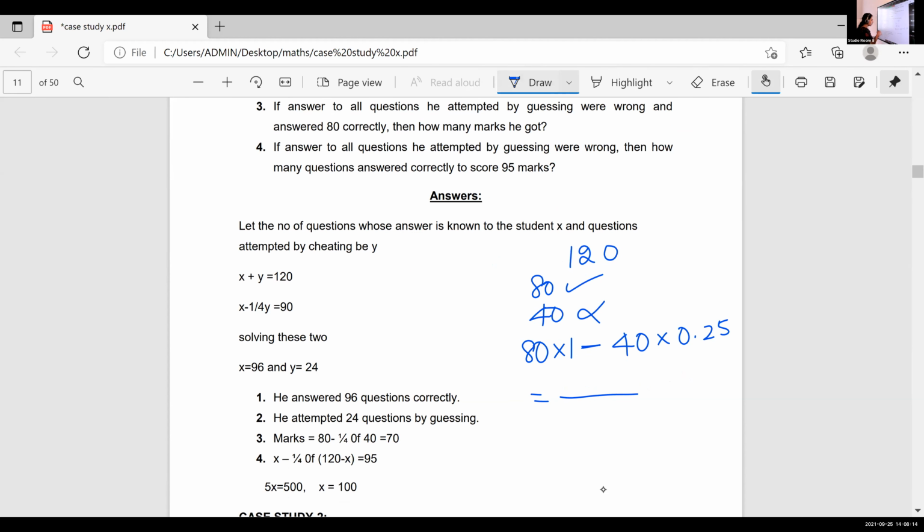So how many questions went wrong? Total 120 questions, isn't it? Suppose he answered x questions correctly. Then how many went wrong? 120 minus x. And what is the marking? For each correct answer he gets 1 mark, and for each wrong answer, 120 minus x, he loses 1 by 4. So minus 1 by 4 times that. The total mark is 95. Again, take the LCM, simplify, and find x.